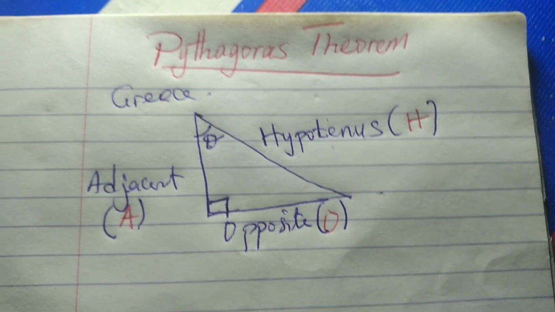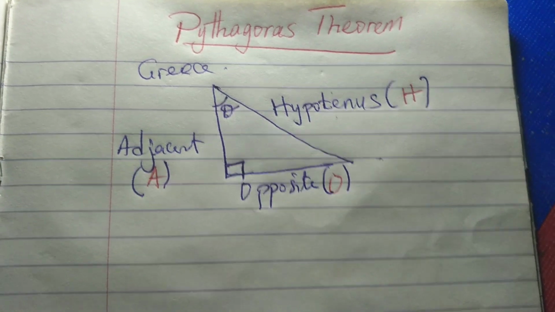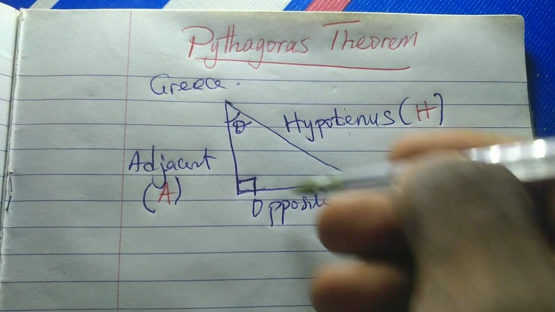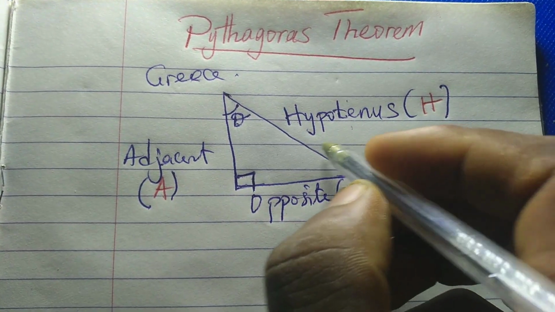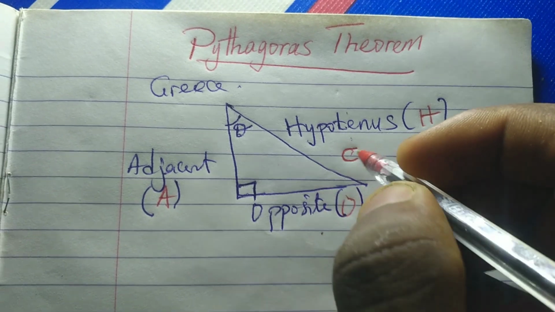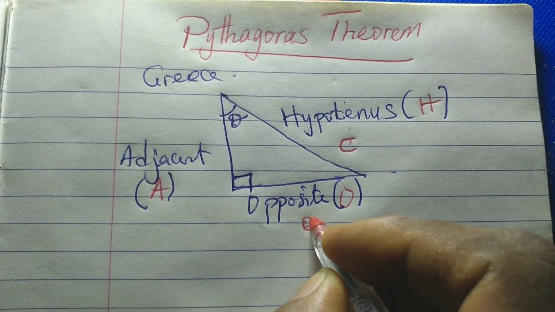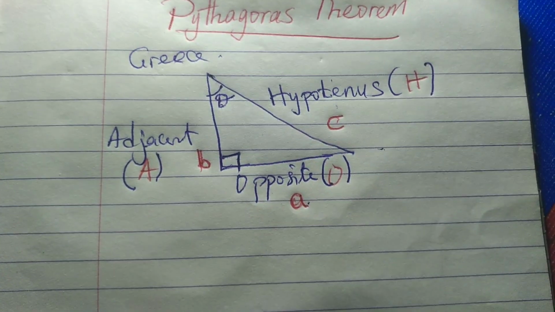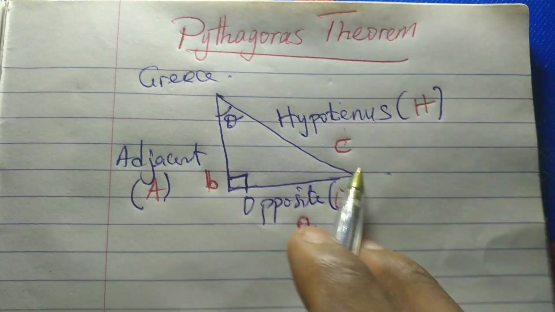Now, the statement of the Pythagoras theorem goes thus. He said we can equally give the longest side the name C. We can call this one A, so that this one will be B. In this case, C represents the hypotenuse.